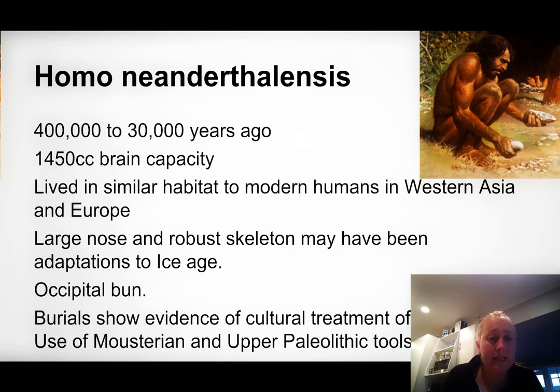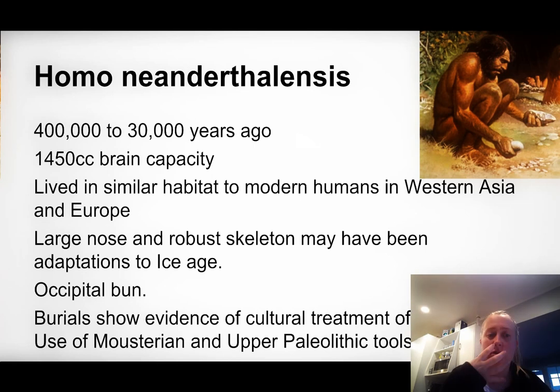Their brain size is 1450 cc, so quite large, actually a little bit larger than us. They lived in very similar habitats to what we do now, in Western Asia and Europe. They survived a lot better than Homo sapiens did at the time in those colder areas. They had a large nose and a robust skeleton that would have been an adaptation to the ice age that they were living in.